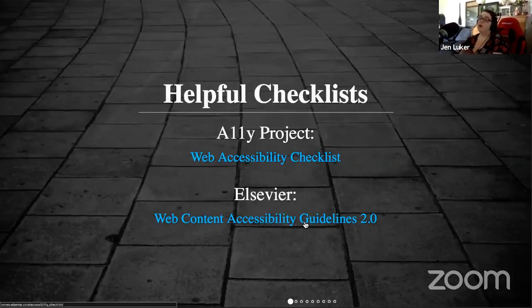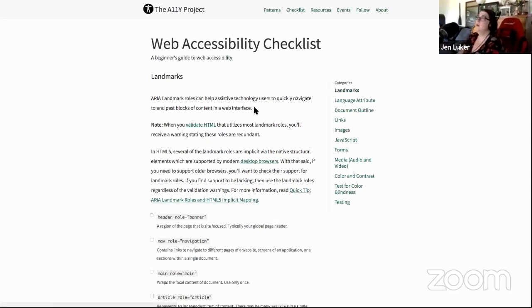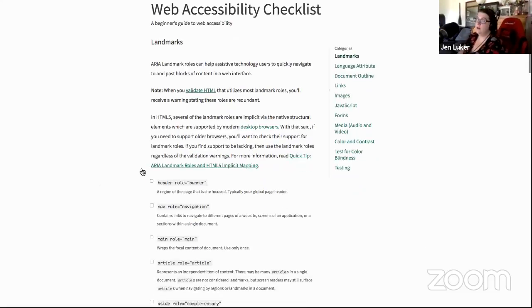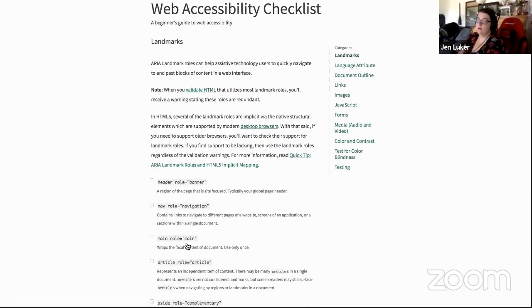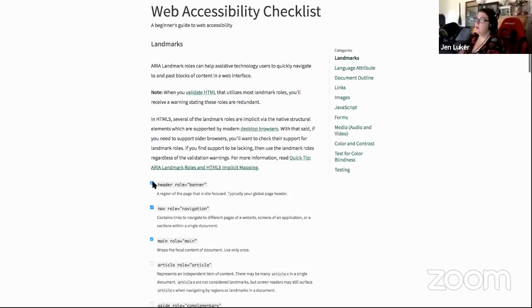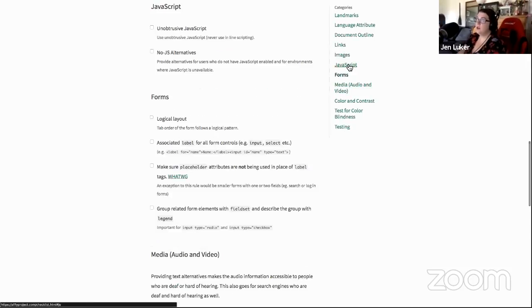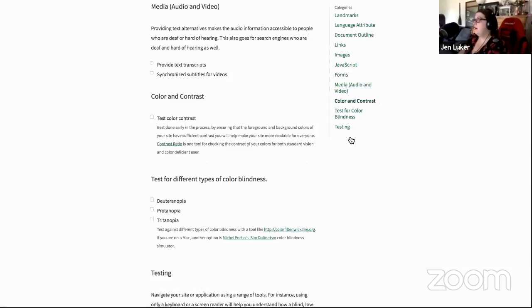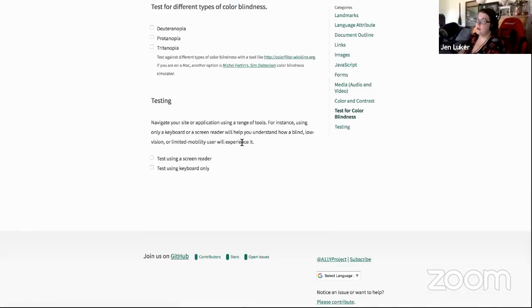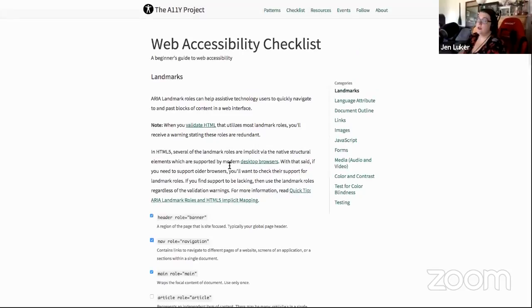There are a few very cool checklists that can help you with these things. I really like the one from the A11y Project. It gives you a literal checklist of items that you can just mark off as you go. It also breaks it down by links or JavaScript things you can do or media testing for colorblindness. This isn't a comprehensive list of items, but it does give you some place to start.